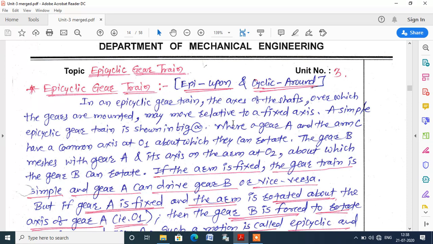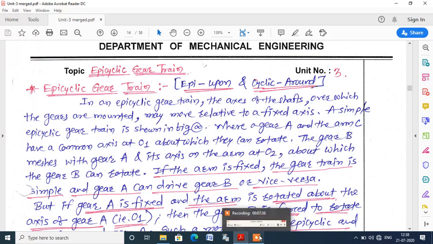In an epicyclic gear train, the axis of the shafts over which the gears are mounted may move relative to a fixed axis. Understood? In epicyclic gear train, the axis of the shafts over which the gears are mounted may move relative to a fixed axis.